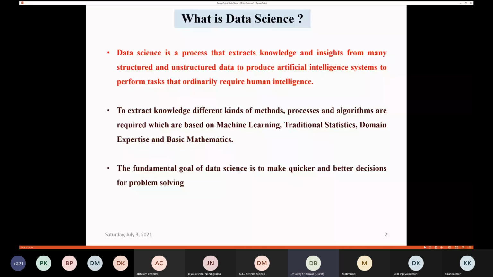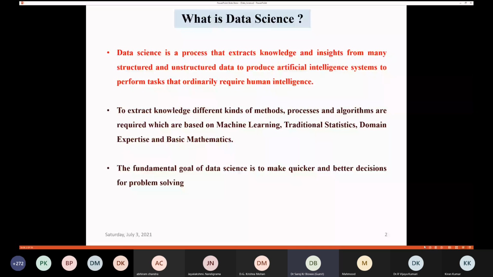Then we can say that process is data science. So if we summarize that, it says that we can have a huge amount of data. From there, our objective is to extract the knowledge, and that knowledge has to be used to solve some kind of problem. If we do that, then we can say we are doing a data science task.